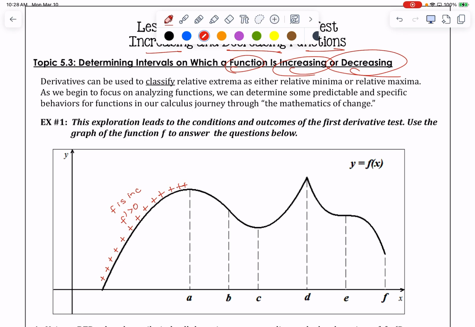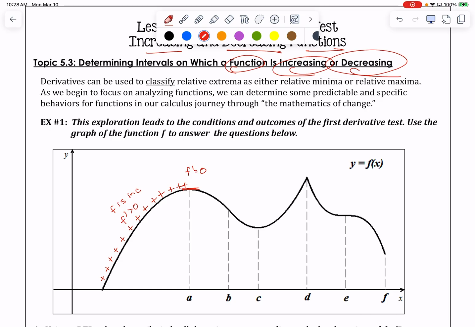Okay, this right here at A is where f prime would equal what? At x equals A, you have a potential relative extrema. You can look at it and tell what it is right now, but we're not going to have the graph. You're going to have to figure that out on your own, and I'm going to show you. It's called the first derivative test.